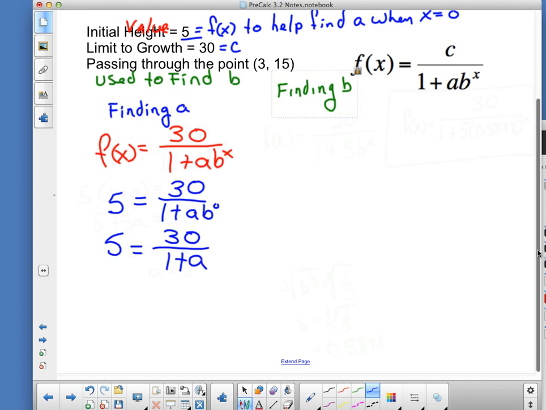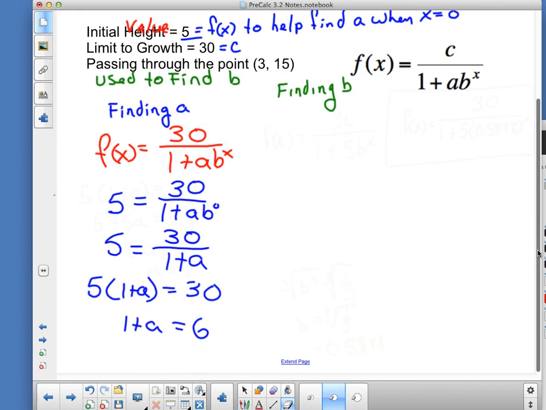Okay? Are we okay where I'm getting A versus A times b to something? Because b to the 0 is 1. Now, I multiply both sides by 1 plus A. So I got 5 times 1 plus A equals 30. I divide both sides by 5 and find out that 1 plus A is 6. And consequently, A is 5. Happy coincidence on this problem that A is 5 and my initial value is 5. It just happened that that was the case. It's not always the case, okay?